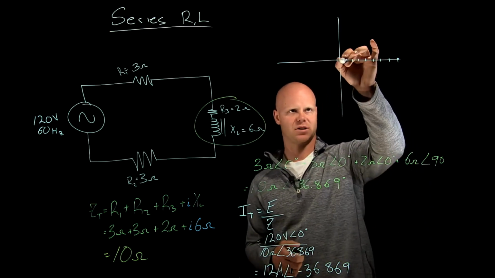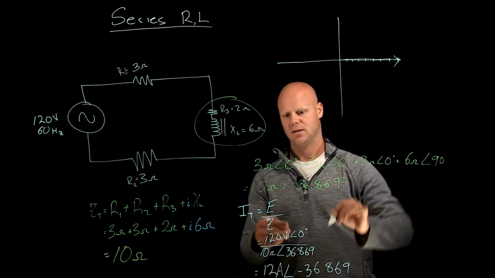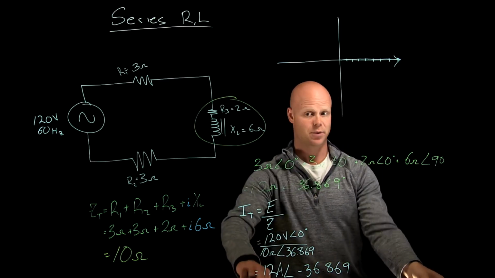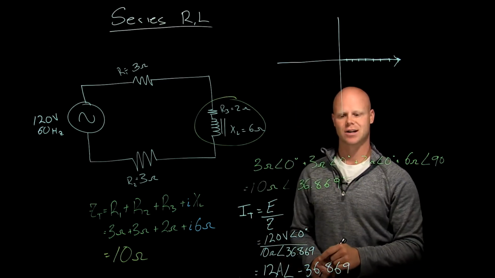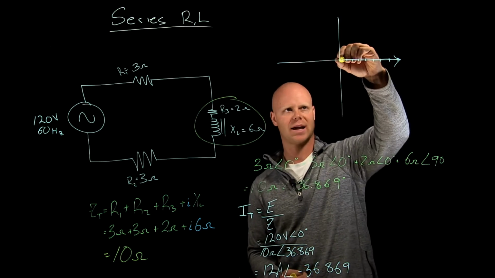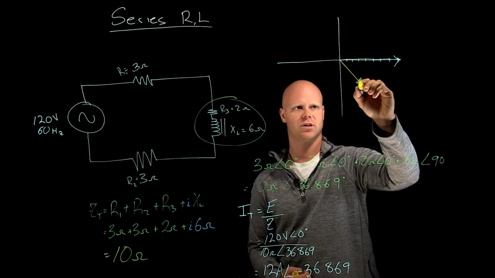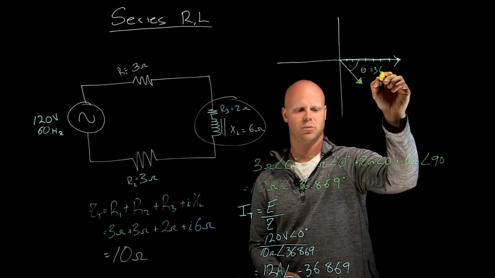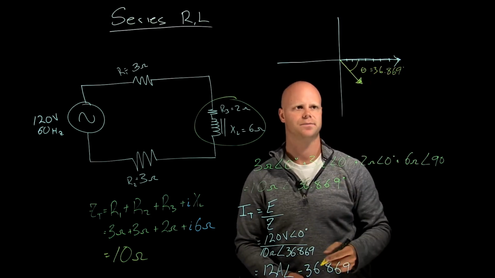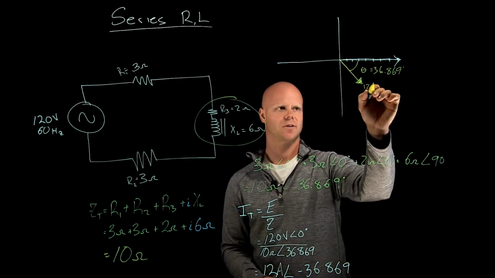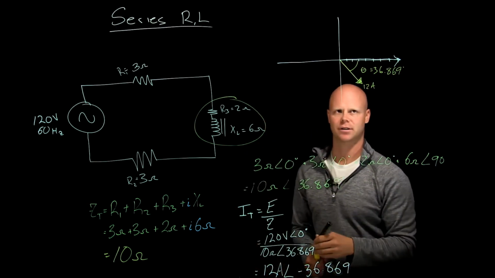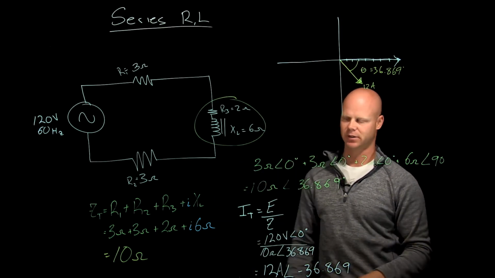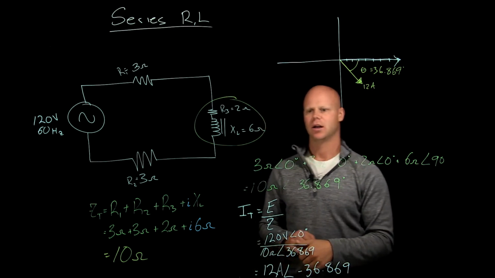Because if my voltage is here, because I said voltage at 0 degrees, so voltage is on the x-axis. We know the principle with an inductive circuit is that current is going to lag voltage, so current is going to lag its voltage by an angle of 36.869 degrees. So I have 12 amps at negative 36.869 degrees, or you could subtract it from 360 to say definitively where you are at that point.